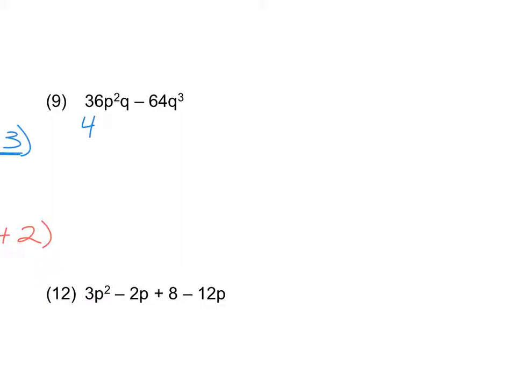When in doubt, use the GCD function in your calculator. A little quick 36 comma 64 and see what comes up. It's not just a 4 though, right? There's a variable. 4Q, I think. 4Q, yeah.